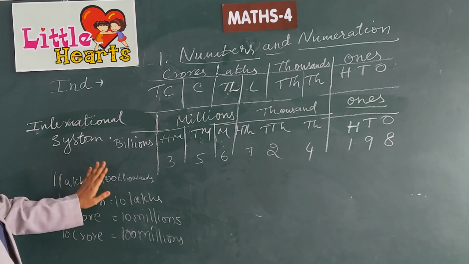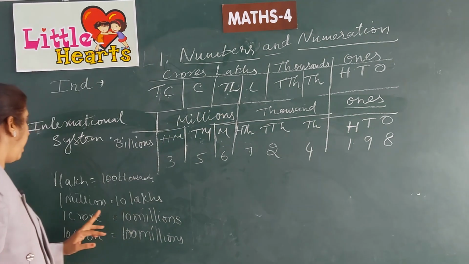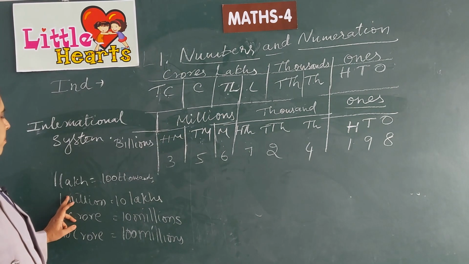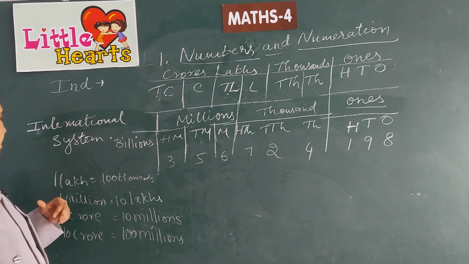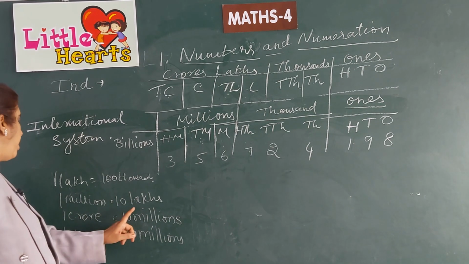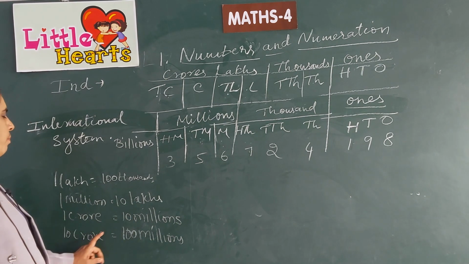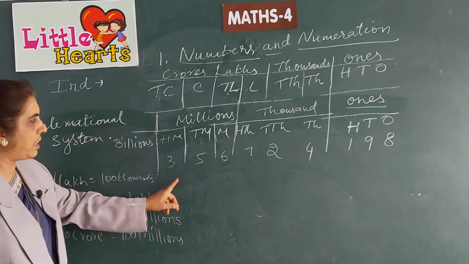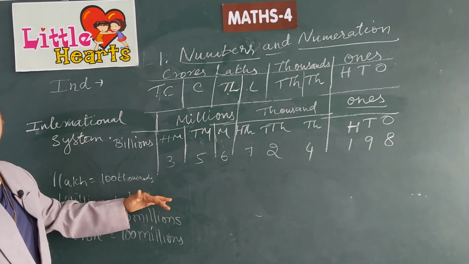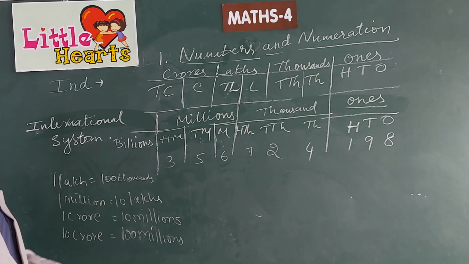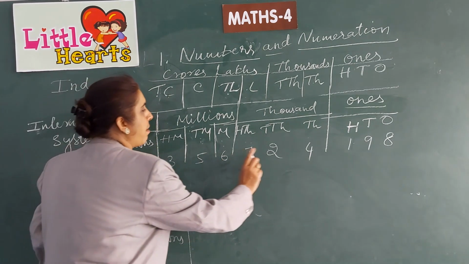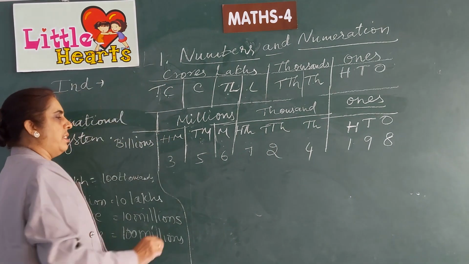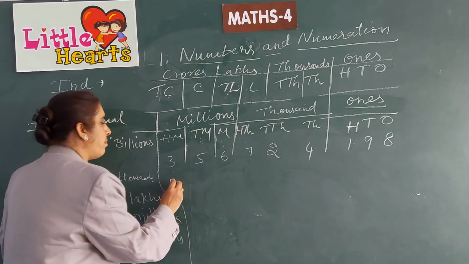1 lakh equals 100,000s, and 1 million is equal to 10 lakhs, or 10 lakhs equals 1 million, and 1 crore equals 10 millions. 10 crores equals 100 millions. Just follow the place value chart. You can easily get them. Now, here is a number. We shall read this number in the international system and write its number name also.